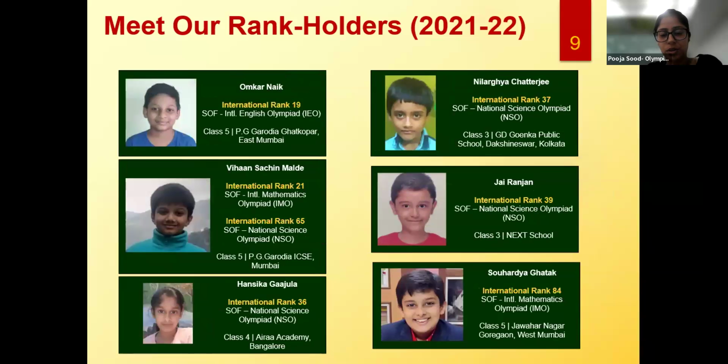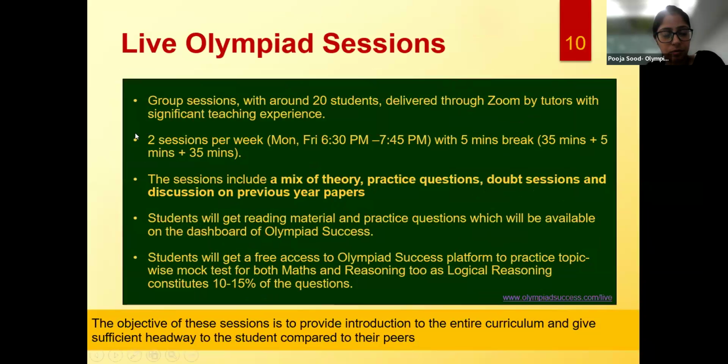So what you have to do is just spare 2 hours every day from your studies. The details for these classes: it will be group sessions with around 20 students delivered through the Zoom platform via seasoned tutors. Sessions will be twice a week, on Monday and Friday, timings 6:30 p.m. till 7:45 p.m. with a 5-minute break. The session includes a mix of theory, practice questions, doubt sessions, and a discussion on previous year papers. Students will get reading material and practice questions, which will be available on the dashboard of Olympiad Success.